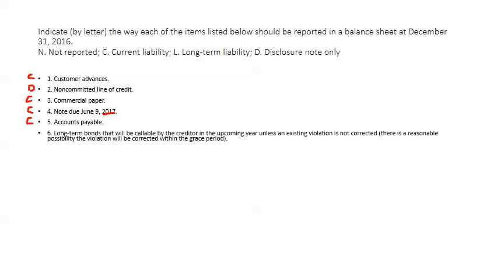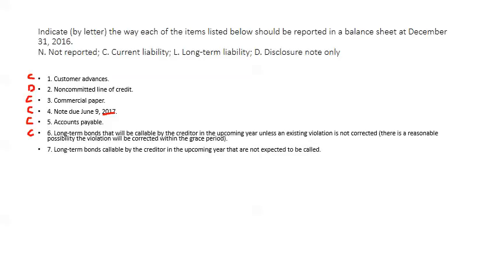A long-term bond that will be callable by the creditor in the upcoming year unless an existing violation is corrected. There is a reasonable possibility that the violation will be corrected within the grace period. Okay, so the last part of it doesn't matter as much as the first part. That is the parentheses. The point is there was a violation, which would be like a debt covenant, that they were supposed to do something that they didn't do, so the creditor is now going to be callable, which means they can force the company to pay off the loan in the next year. Because of that, this is going to be classified as a current liability.